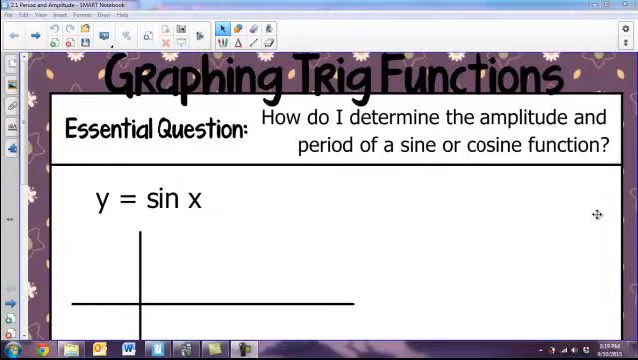Hey guys, today we are going to be graphing trig functions. We talked all about the different trig functions and exact values, and now we're going to take that knowledge and put it on a graph. Our essential question today is, how do I determine the amplitude and period of a sine or cosine function?